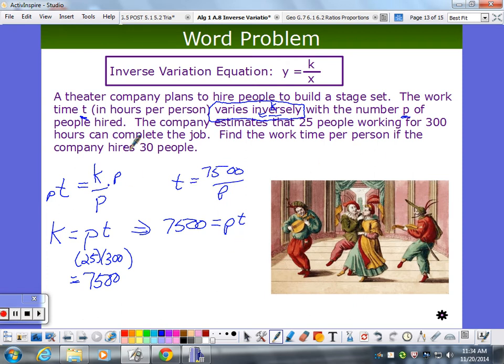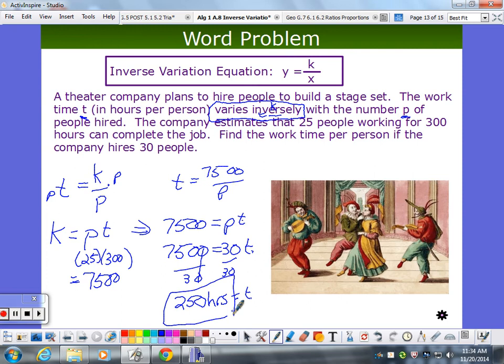Find the work time if they hire 30 people. They want to know how much faster. So the people is now 30. With this form, it's much harder to make a mistake. Divide by 30, that goes away. 750 divided by 3 is 250. So it's going to be 250 hours if you put on 30 people. 5 more people make it go down 50 hours, is kind of what it's showing us. So it's a very similar process. It's just that we're varying inversely.